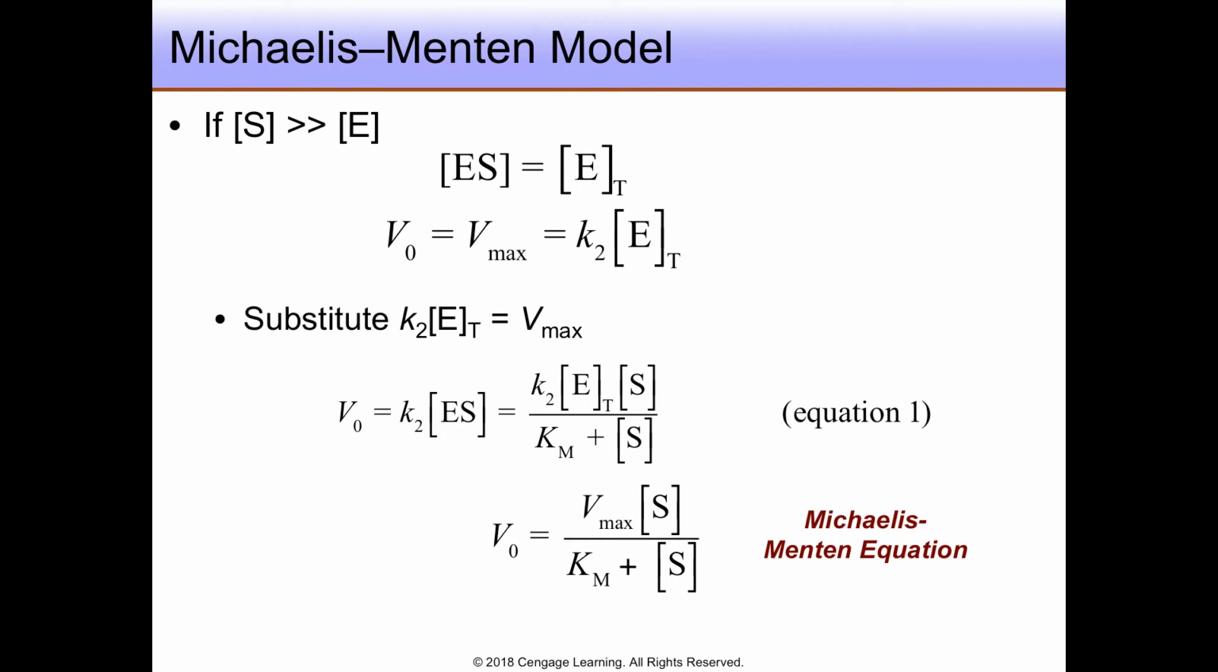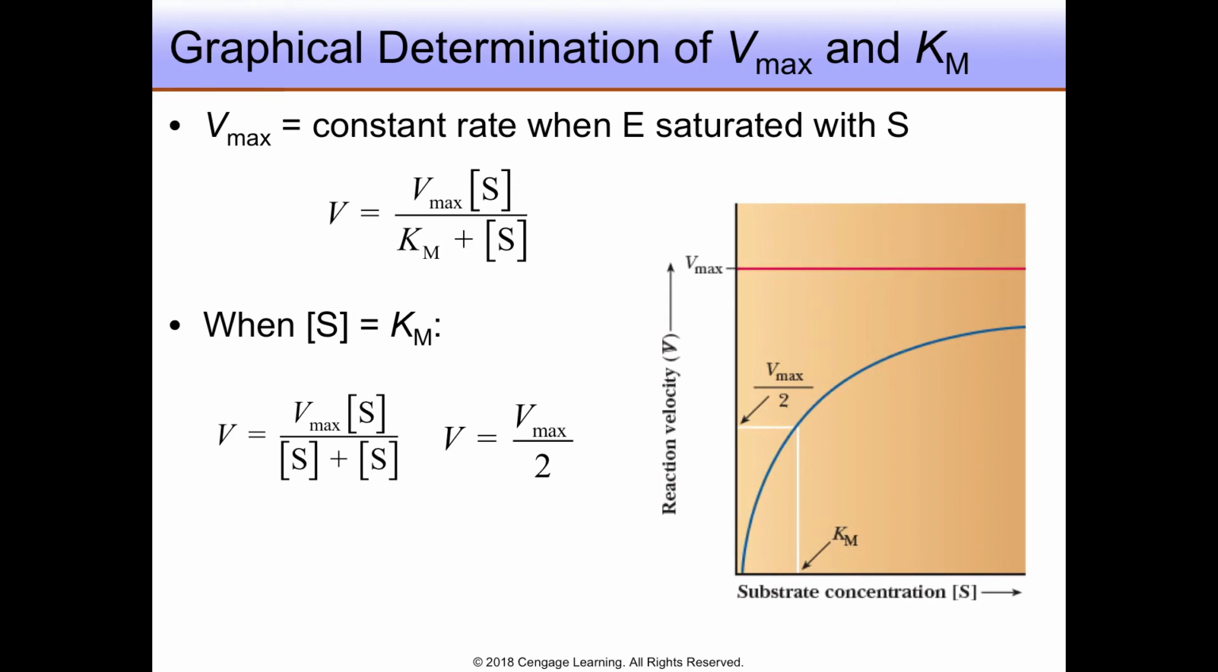Next, we'll substitute this expression into equation 1, and this gives us the final form of the Michaelis-Menten equation. It tells us that the initial velocity of the reaction, or V0, is directly dependent on Vmax, on how fast the enzyme converts substrate to product. It is also inversely related to Km, so that as Km decreases and substrate affinity increases, we get more product per unit time.